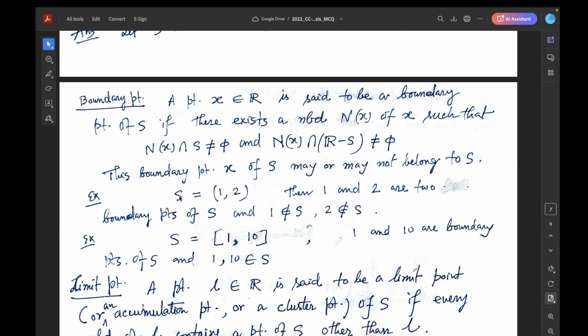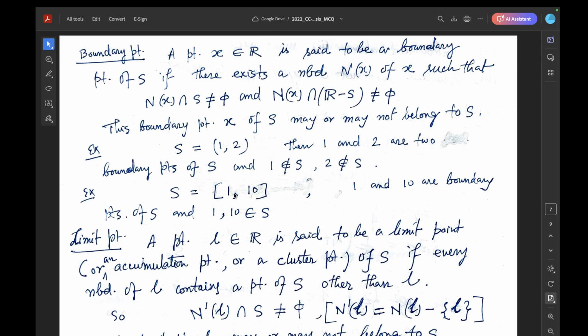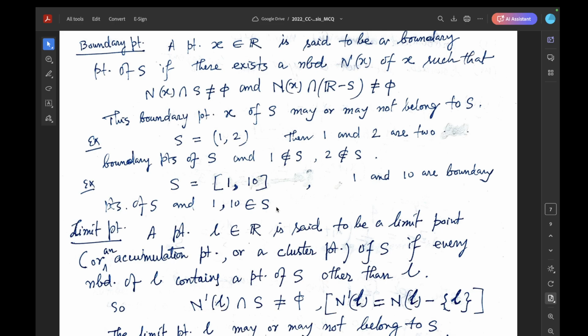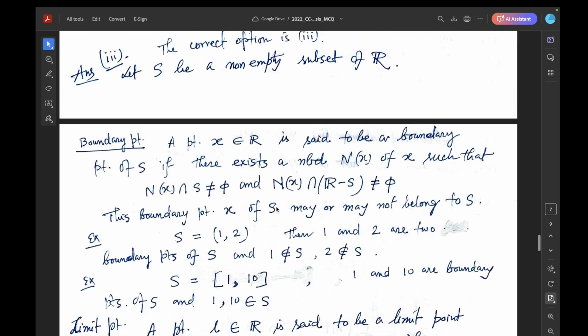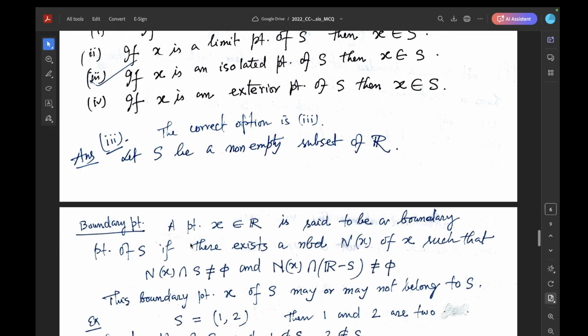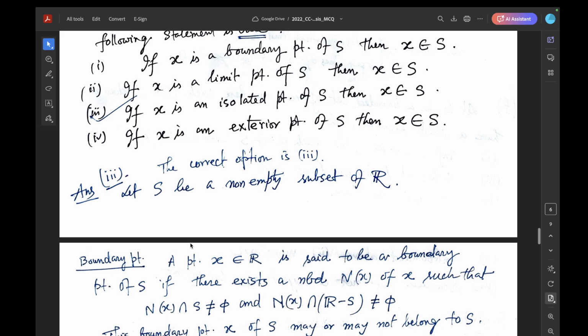Now, in this example, the open interval 1 to 2, 1 and 2 are two boundary points, but 1 does not belong to S, and 2 does not belong to S. But for the closed interval 1 to 10, 1 and 10 are boundary points of S, and 1 and 10 belong to the set S. Next, number 2. So a boundary point may or may not belong to the set S.